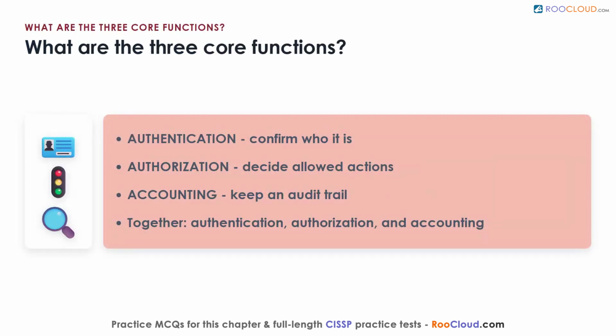So what are the three core functions of identity and access management? They form a model you will see everywhere. First, authentication confirms that a user, service, or agent is who it claims to be. Second, authorization decides which actions that entity is allowed to take. Third, accounting keeps an audit trail of what actually happened. Together, these three are known as authentication, authorization, and accounting. Think of them as a nightclub door. The bouncer checks your identity, decides which rooms you may enter, and the cameras record where you go.